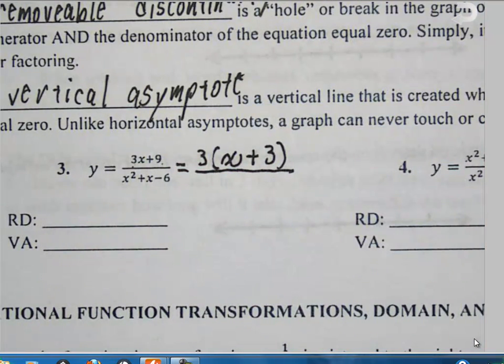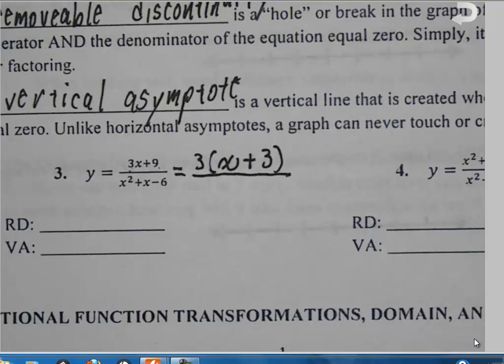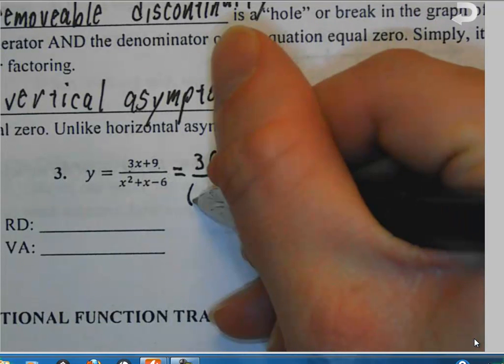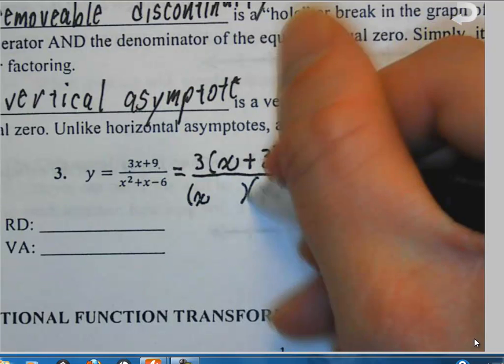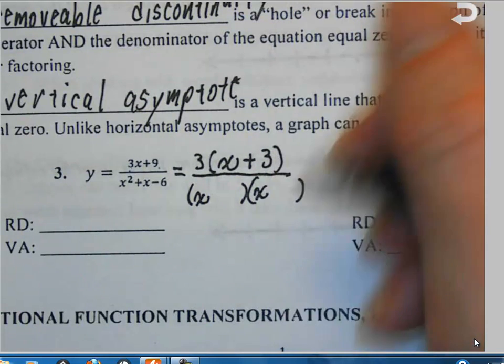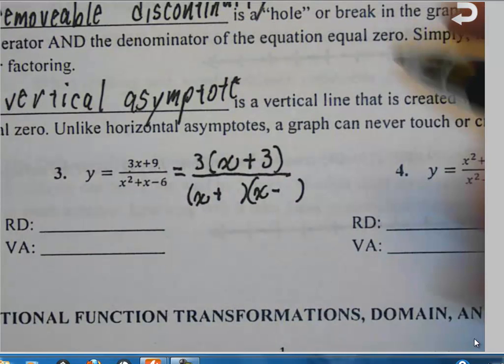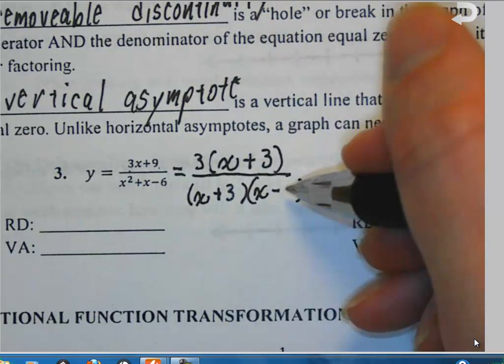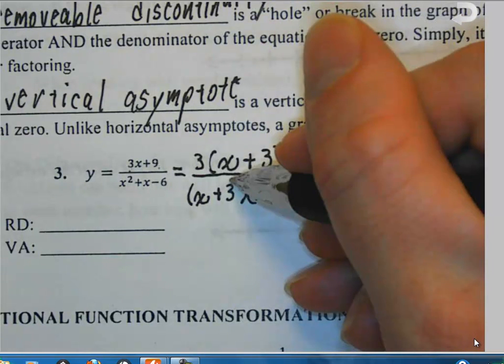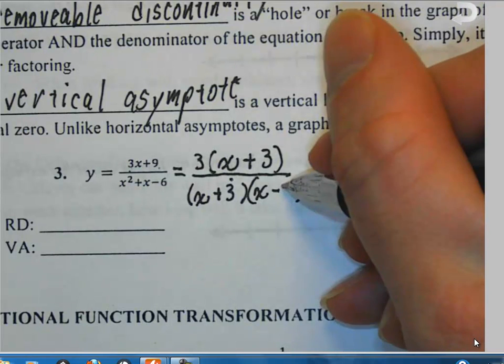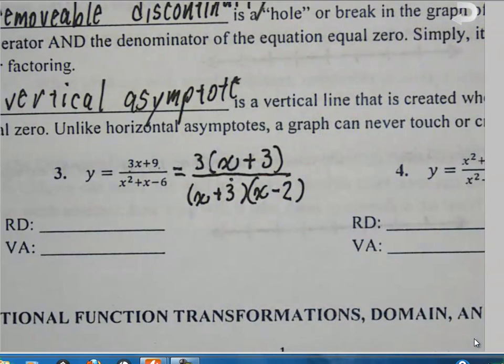I do the same with the denominator. The denominator is a little bit more interesting. I know that this is going to be x and x, and so I am looking for the factors of negative 6 that have a difference of 1. I know one of these is going to be positive and one of them is going to be negative. This is going to be 3 minus 2, because 3 minus 2 is equal to positive 1, whereas 2 minus 3 is equal to negative 1.